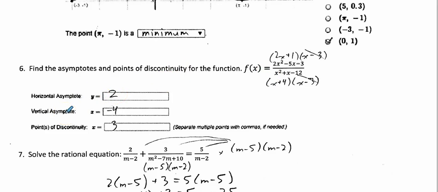For the vertical asymptote, we're looking for which x values make the denominator equal 0, but we specifically need the ones that did not cancel out.